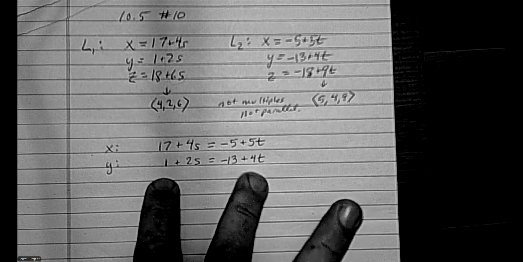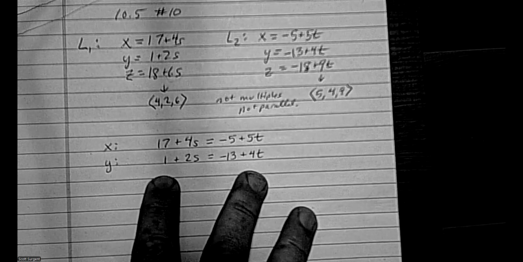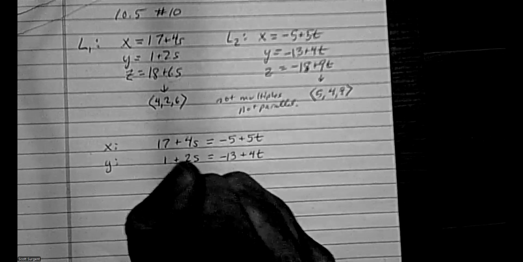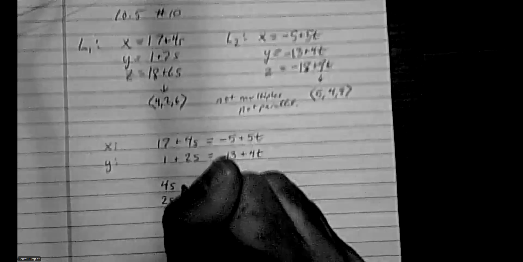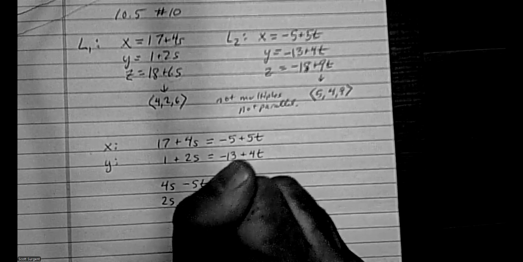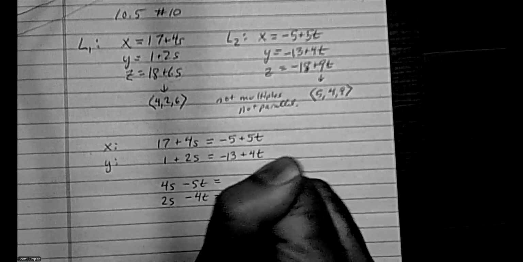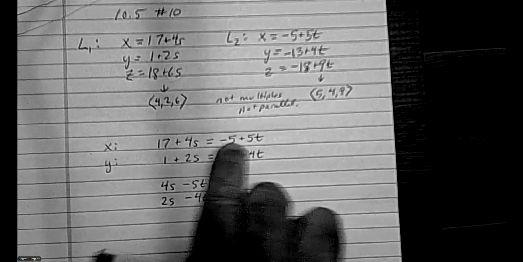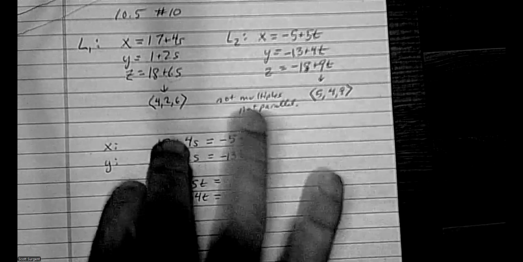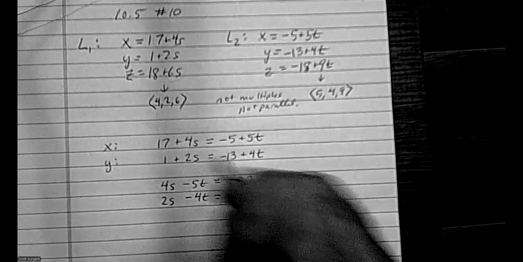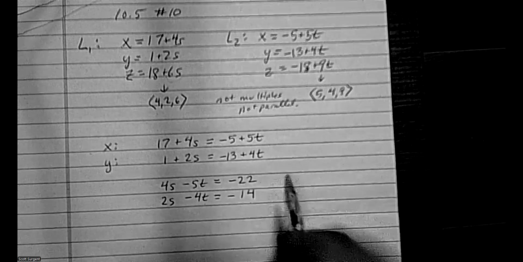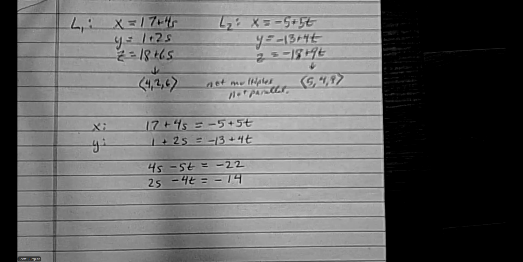Let me rewrite this so that it's a little more traditional looking. I'll bring the variables to the left side. So 4s and 2s stay where they are, and I'll bring these over, so I've got negative 5t and negative 4t. Then let's bring the constants to the right. Negative 5 take away 17 is negative 22. Negative 13 take away 1 is negative 14. So that's a more traditional system now.